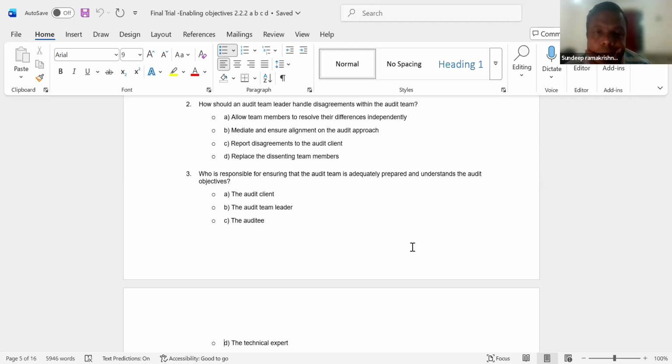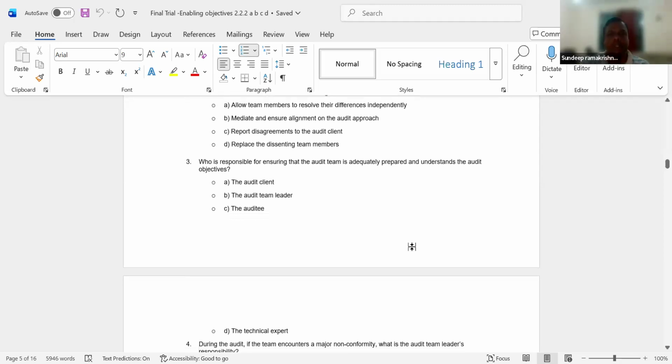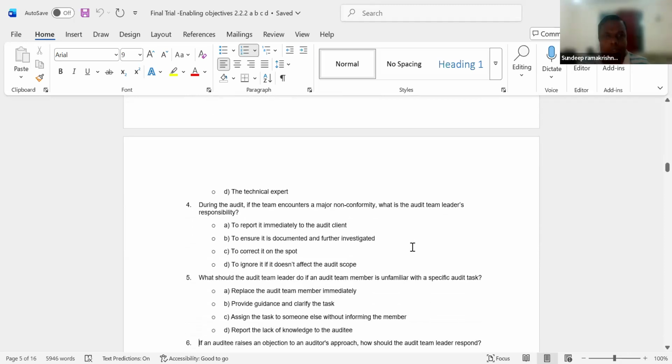Right. Who is responsible for ensuring that the audit team is adequately prepared and understands the audit objectives? A, the audit client. B, the audit team leader. C, the auditee. D, the technical expert. The audit team leader. Yes, very good. B is the right answer. Yeah, we go to the fourth question.